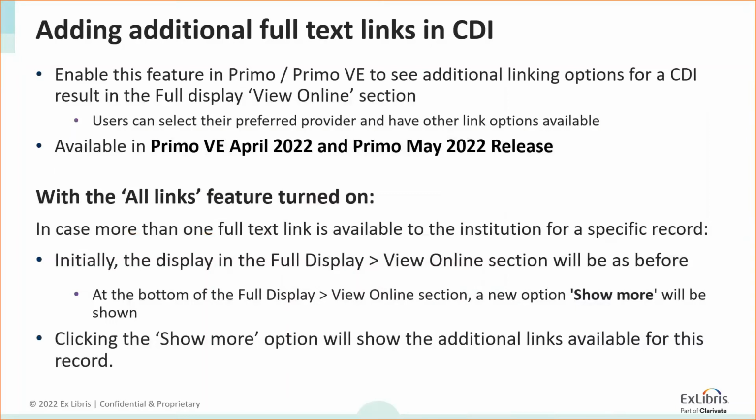What we've done as part of the Primo May release or the Primo VE April release is we're introducing this new feature that will allow you to add more full text links to the full display of records in Primo for CDI records. And so what you can do is you can enable this feature. I'll talk about configuration later in this session. And when you enable the feature, you see additional linking options for CDI records when the user looks at the full display, view it or view online section.